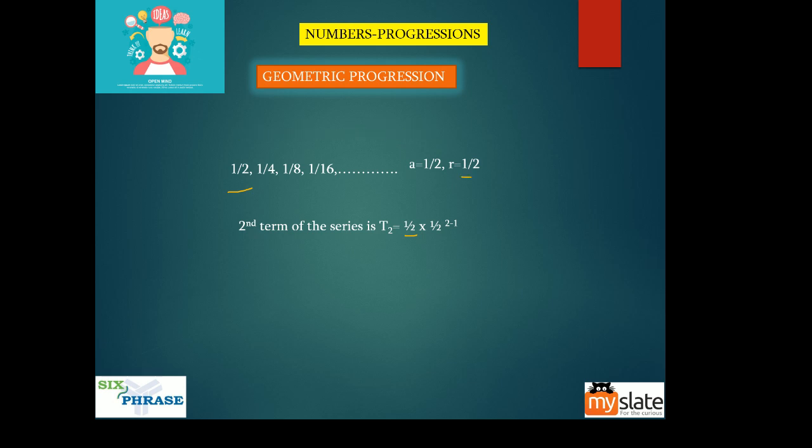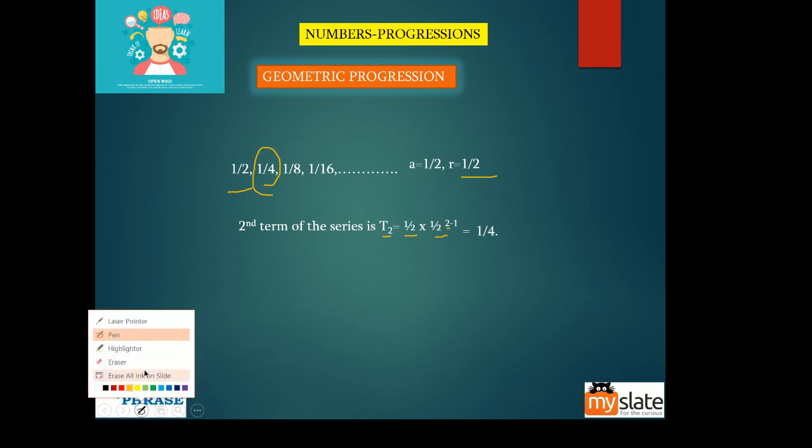R is also half, so I've substituted R here. N is 2, so I put 2 here, minus 1. Okay, you solve it, you get 1 by 4. Second term is 1 by 4, right? Yes, so this is how we get the second term.